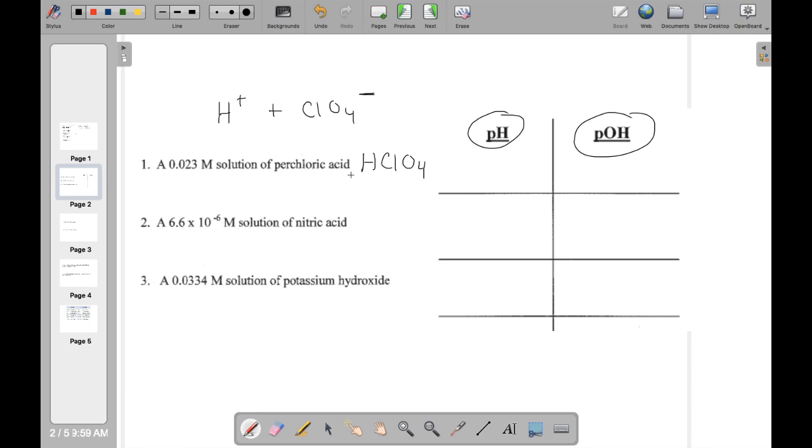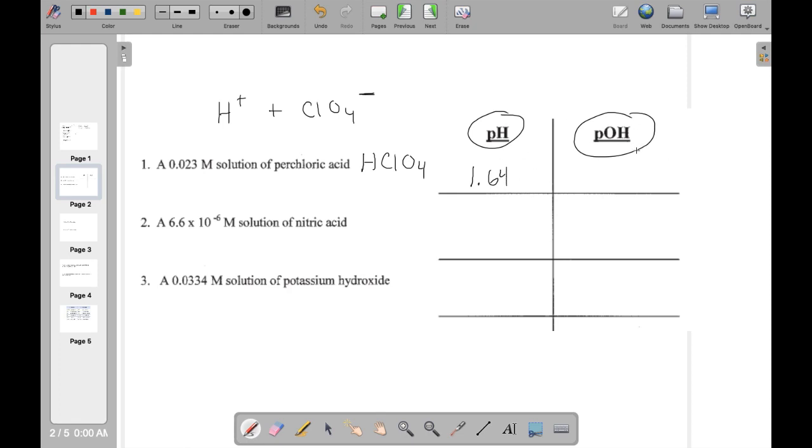This is very simple. All I have to do is take minus the log of 0.023. So on my calculator, I'm going to do that real fast. Minus the log of 0.023 equals 1.64 basically. So my pH is 1.64.